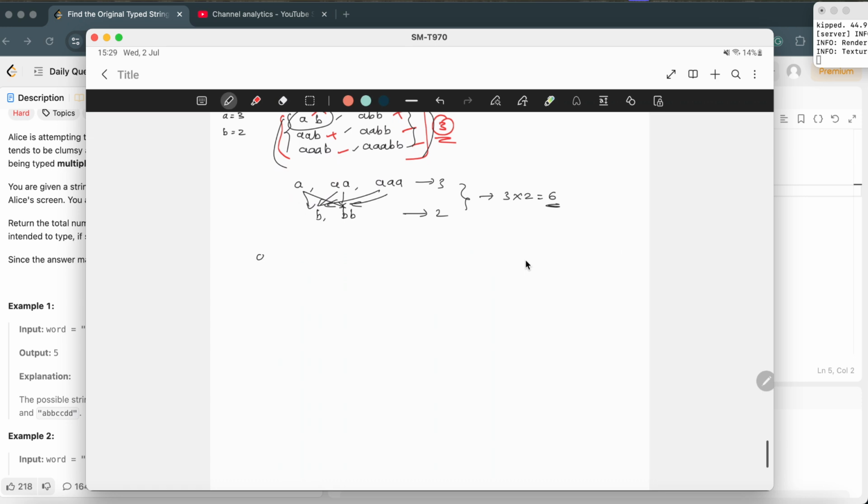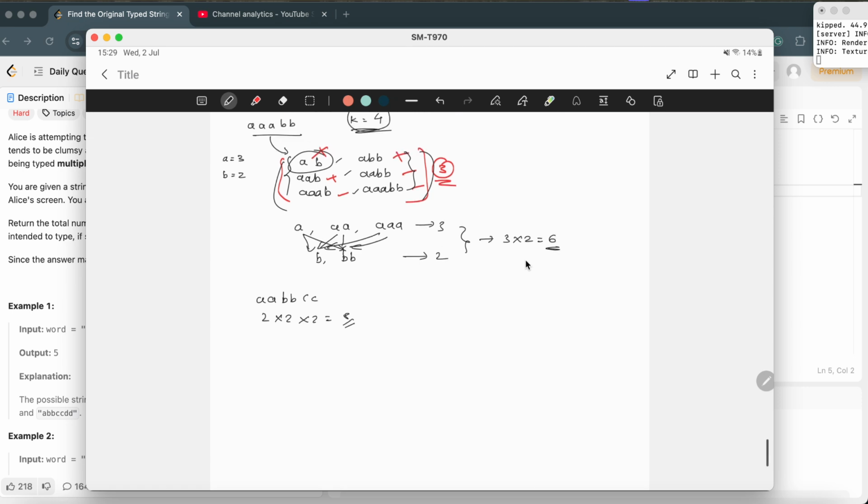So if there are more characters like A, B, B, C, C, here it is 2, 2, 2 in total. It is eight different strings we can generate. Once we generate them, we just have to figure out how many strings are invalid, because with this we are actually getting all the different possible strings that we can get out of this one.